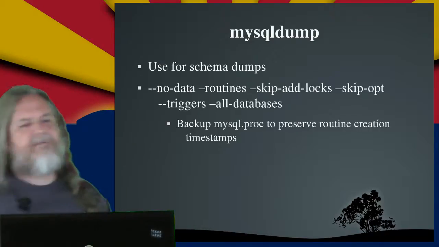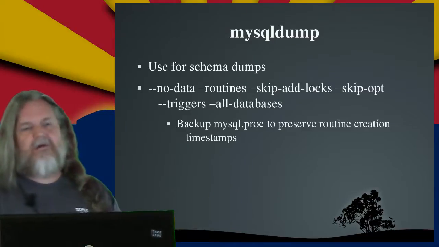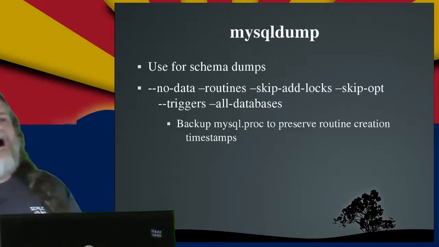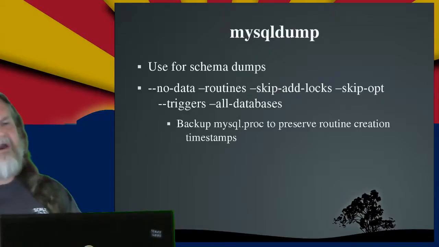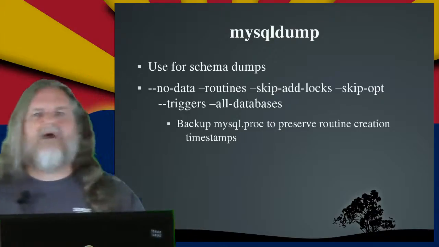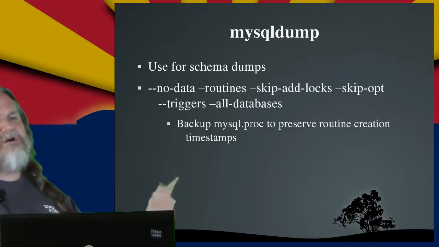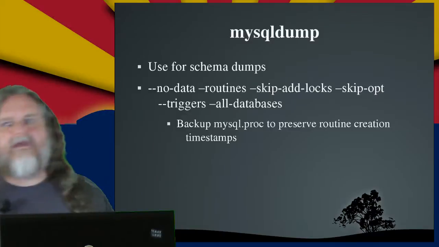These are the options I suggest for mysqldump. No data. We're just getting the schema. We don't care about the data for this. We want to get routines. Want to skip the add-locks and skip-opt because they're giving us extra stuff that we don't care about. Triggers is actually on by default, but just in case something else is going through things, you want to make sure you get your triggers and routines. So specify that, and then grab all the databases.